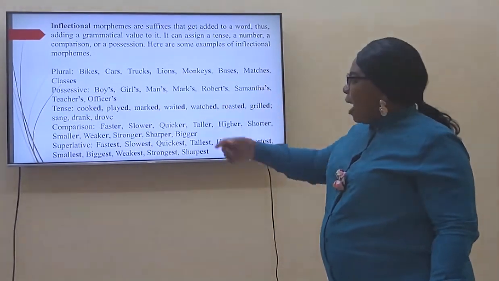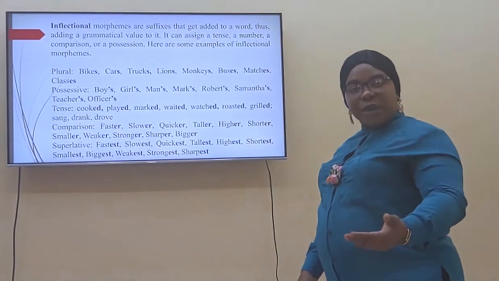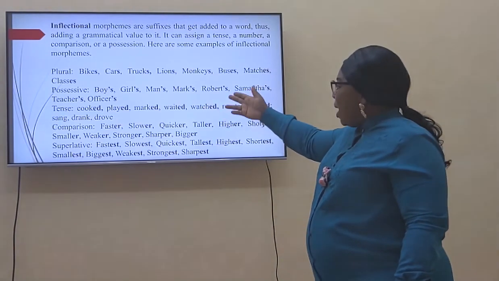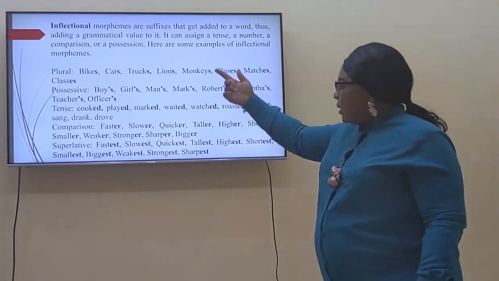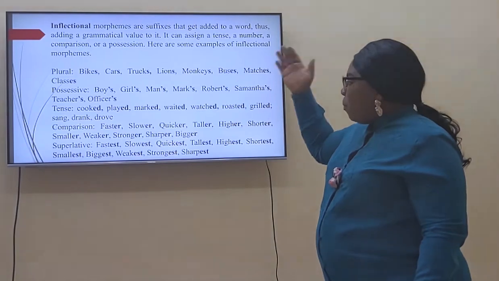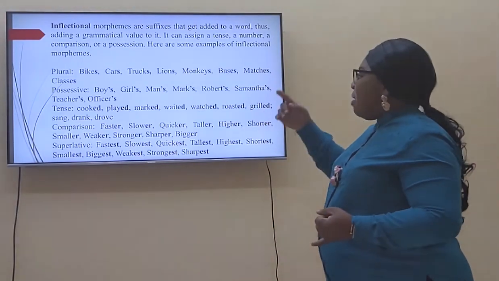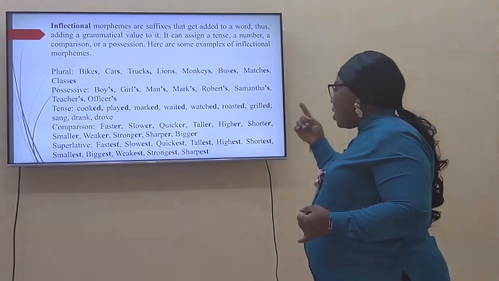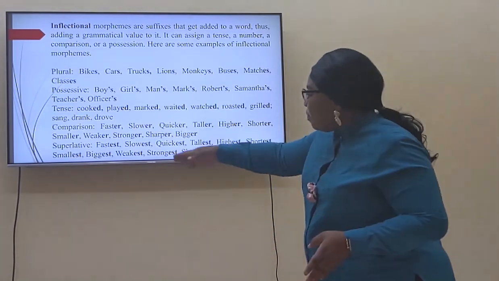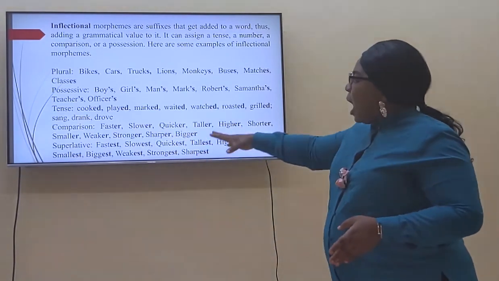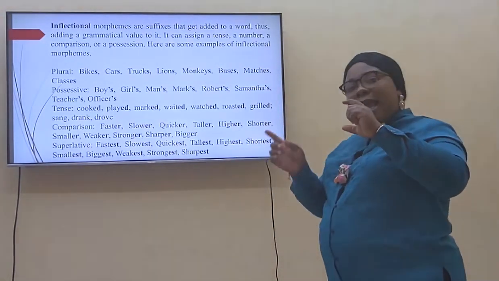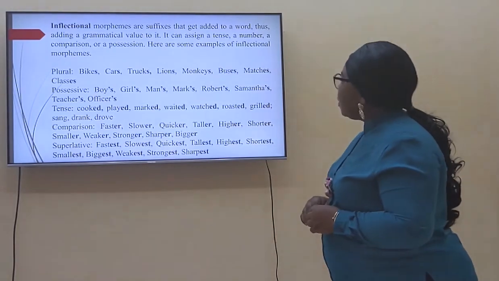Okay? Now going to tense, we have hooked. Tense has to do with, of course, present, past tense, or present continuous. Hooked, played, marked, waited, watched, roasted, grilled, sang, drank, drove, and the rest of them. We have comparison. Comparison has to do with the superlative: fastest, slowest, quickest, tallest, highest, shortest, smallest, biggest, weakest, strongest, sharpest. So these are general inflectional morphemes, which when you add them to a word, can entirely change the meaning of that word. Okay?